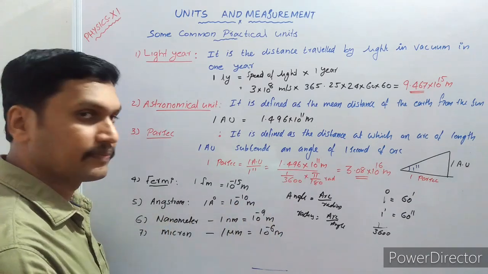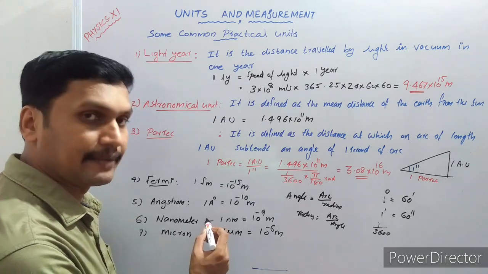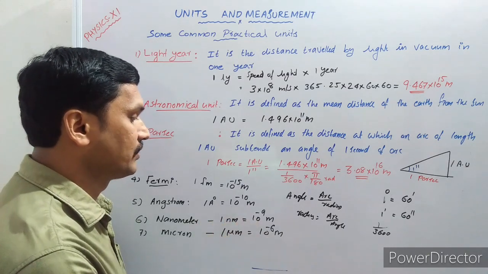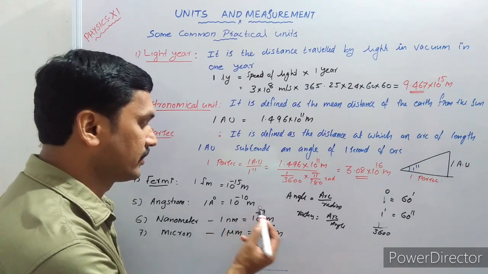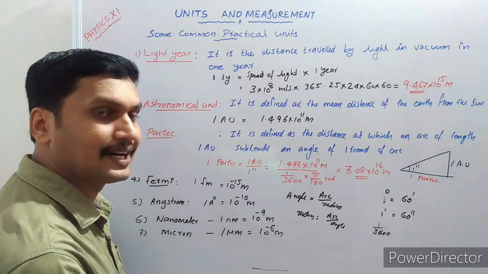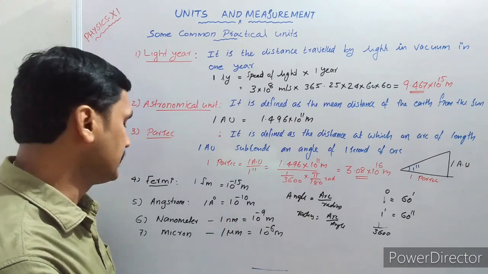Then Angstrom: wavelengths are usually measured in Angstrom. So 1 Angstrom is equal to 10 raised to minus 10 meter. The wavelengths of some waves are usually measured in Angstrom.